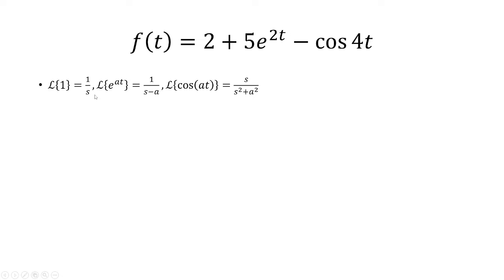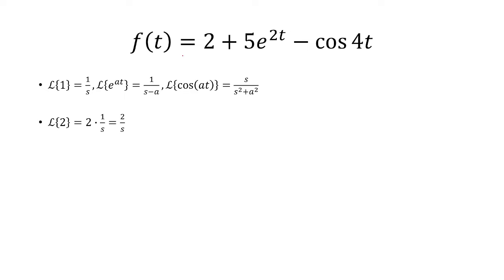Now, what we need to solve this using the table is that the transform of 1 is 1 over s. Laplace transform of e to the at is 1 over s minus a. And the Laplace transform of cosine at is s over s squared plus a squared.